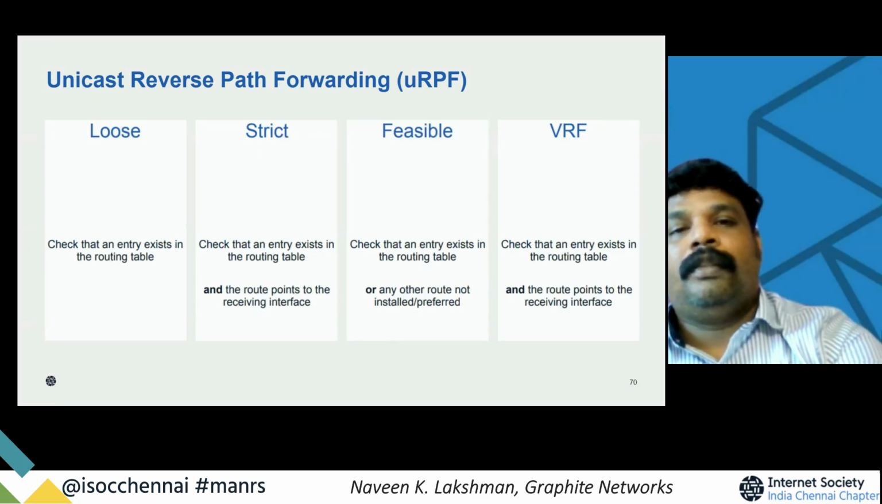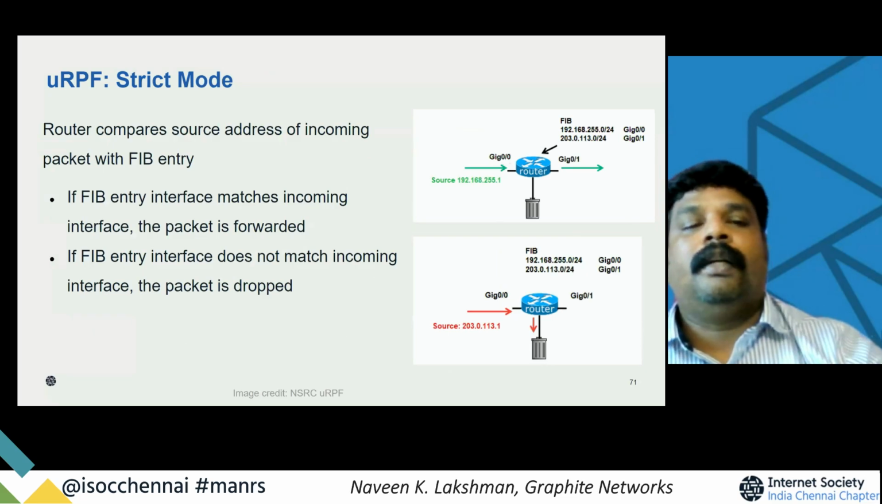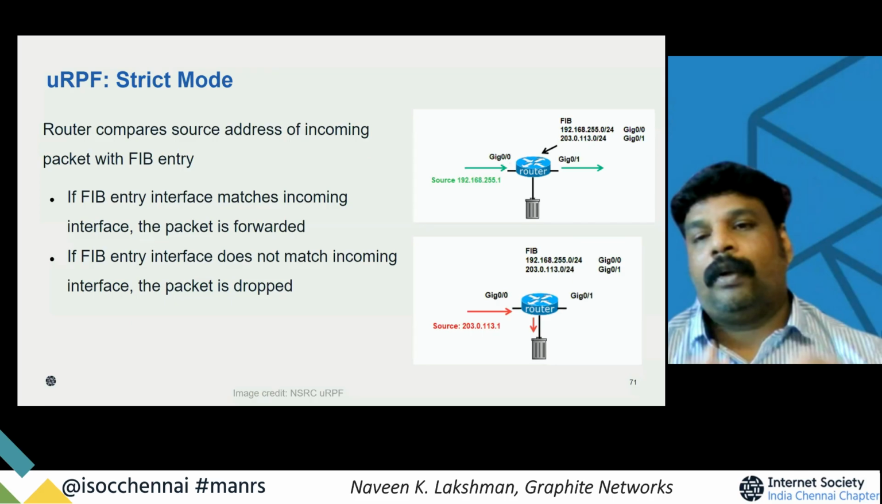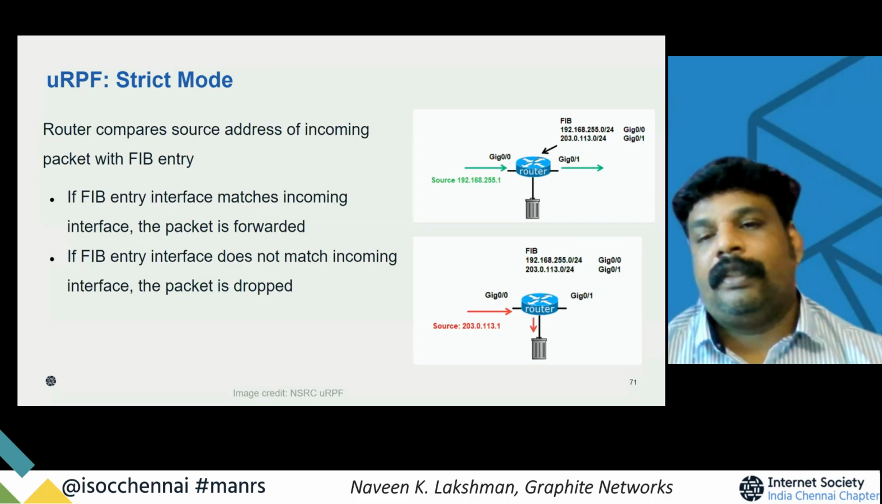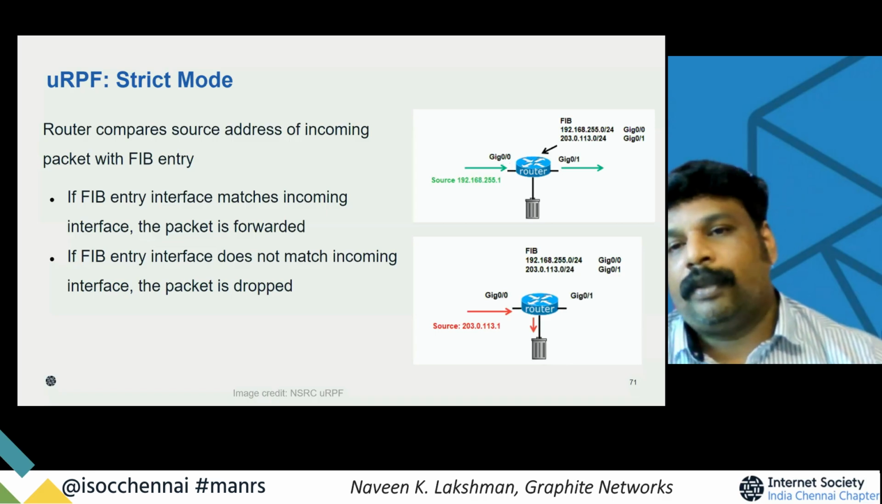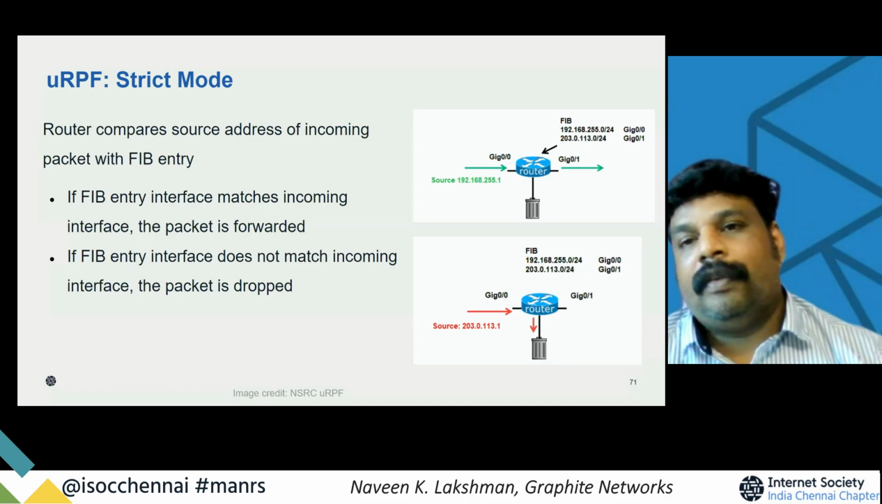There are 2 modes of doing it, loose and strict mode. In the next slides, we do that. Say, for example, you have a router and you have 2 interfaces, GigabitEthernet 0/0 and GigabitEthernet 0/1. If you have an IP packet sourced from 192.168.255.1, and it is received at the router through Gigabit 0/0.